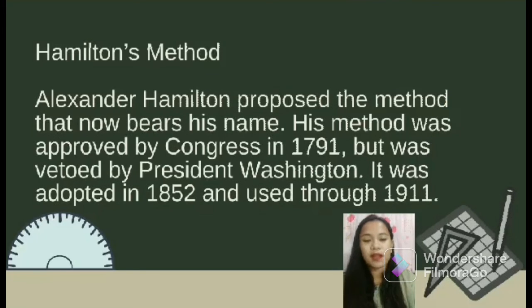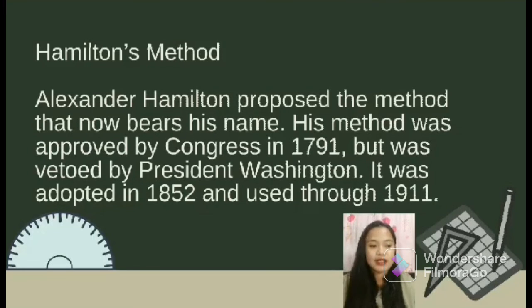Hamilton's method. Alexander Hamilton proposed the method that now bears his name. His method was approved by Congress in 1791, but was vetoed by President Washington. It was adopted in 1852 and used through 1911.